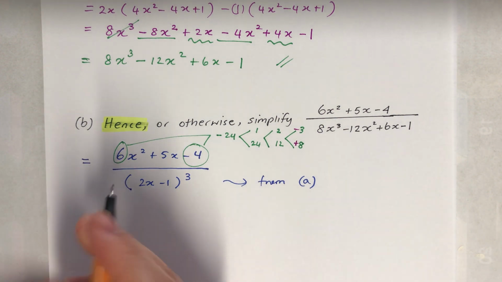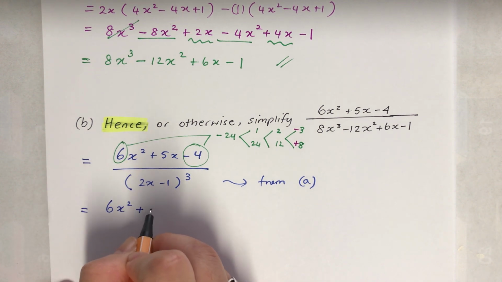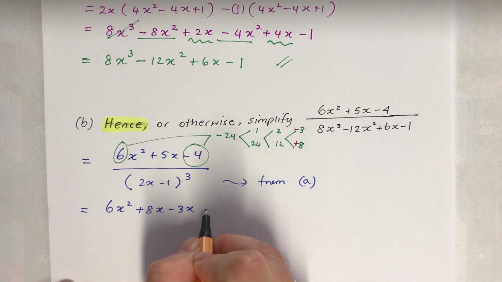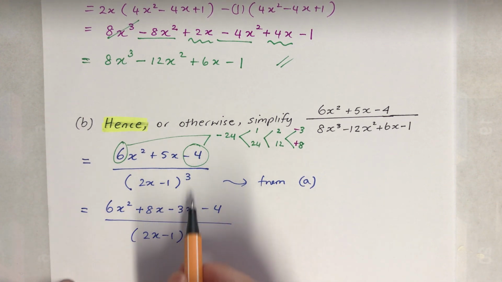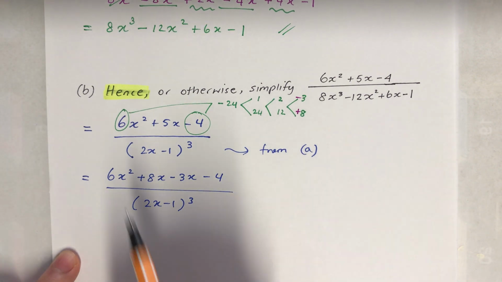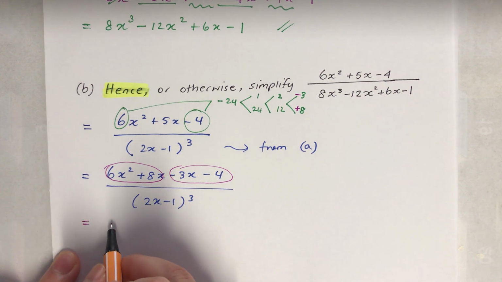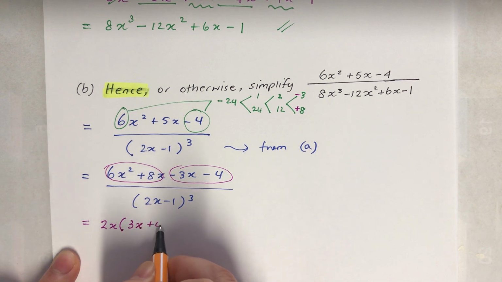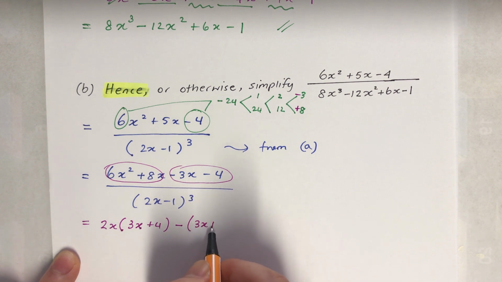Excellent. So what I'm going to do now is write 6x squared plus 8x minus 3x minus 4, over 2x minus 1. As you can see, I haven't changed anything. I just split this 5x into 8x minus 3x, exactly as a 5x. But what I can do now is grouping for factorizing. Here my common factor is 2x. I'm taking 2x out. I'm left with 3x plus 4. I'm taking minus out, 3x plus 4.